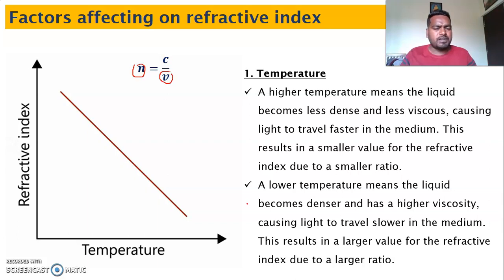But at low temperature, the viscosity increases. You know the relationship between the variation of temperature and viscosity. At low temperature, the viscosity of the medium is high. As a result, the velocity of light decreases. If the value of v decreases, the refractive index increases. That is, the refractive index is inversely proportional to the temperature.